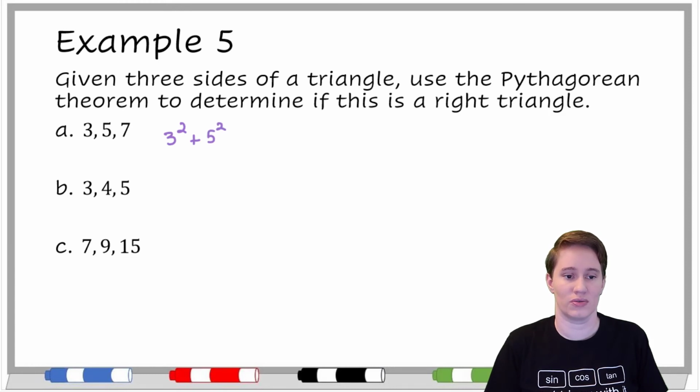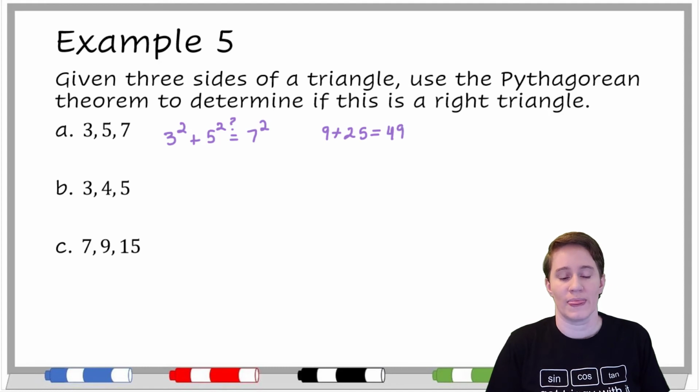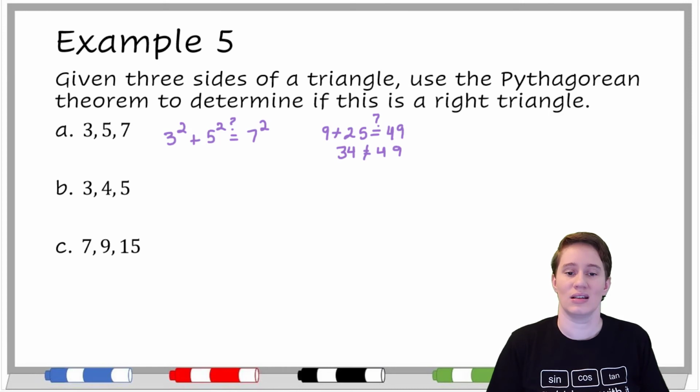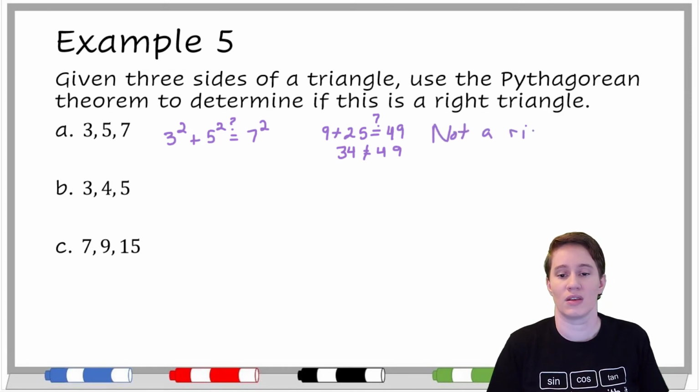I'm going to say 3 squared plus 5 squared equals 7 squared, but really what we're doing is we're trying to figure out if that's true. So let's see, 3 squared is 9, and 5 squared is 25, and 7 squared is 49. Let's see, 9 plus 25 is 34. Does that equal 49? No, it doesn't. So we would say that this is not a right triangle.